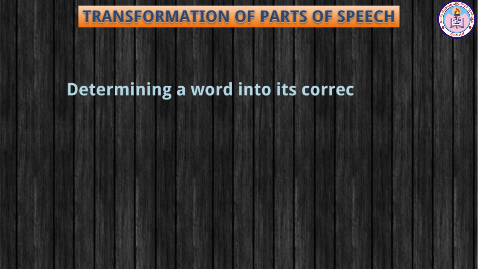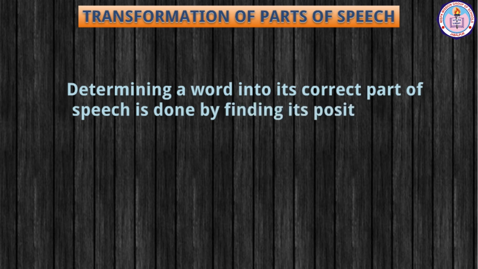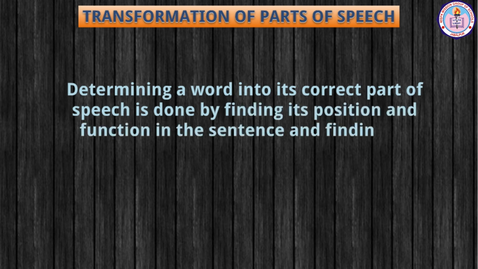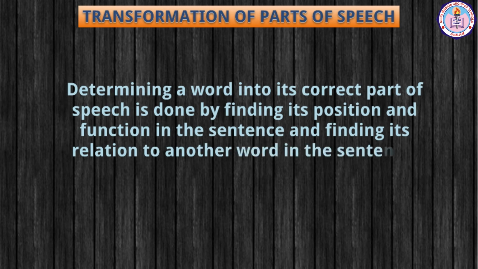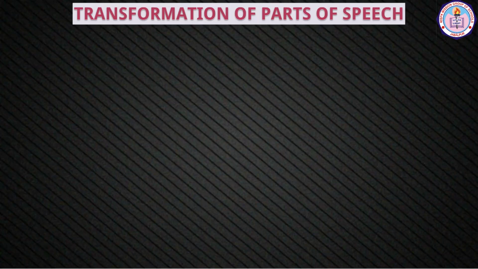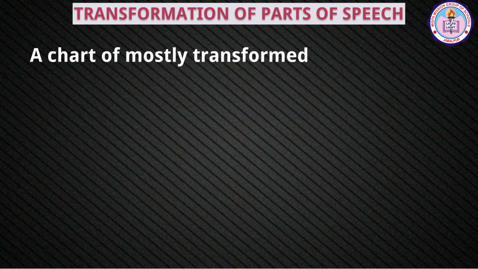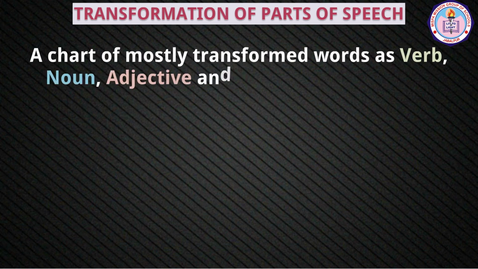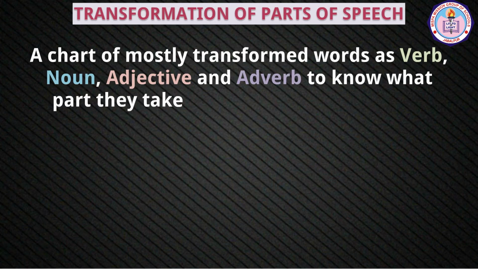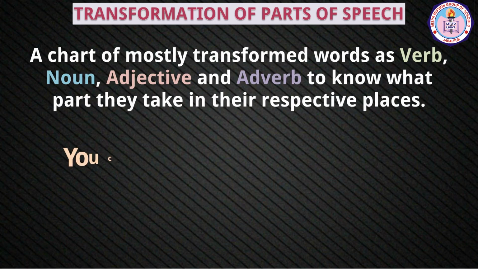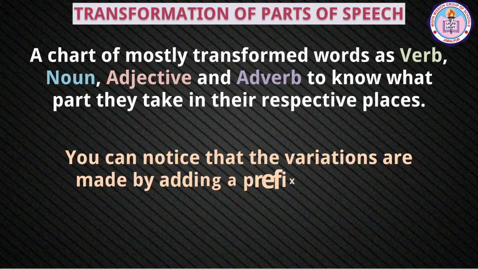The learner must have noticed that determining a word's correct part of speech is done by finding its position and function in the sentence and finding its relation to another word in the sentence. Since it is very time consuming to take each word and illustrate elaborately, I would like to end this episode by giving a chart of mostly transformed words as verb, noun, adjective, and adverb, and know what part they take in their respective places. You can notice that the variations are made by adding a prefix or an affix. You may also use them in your own sentences and practice yourself.